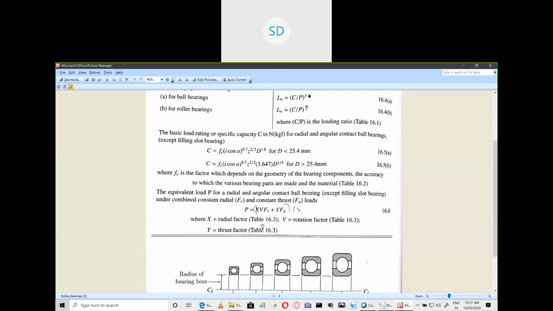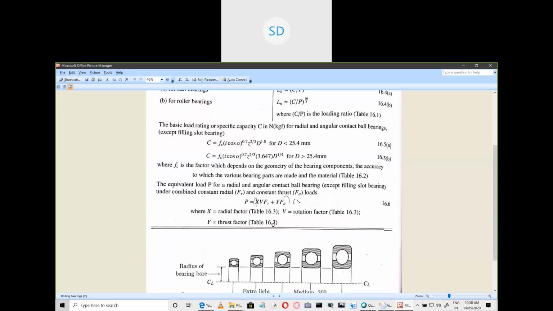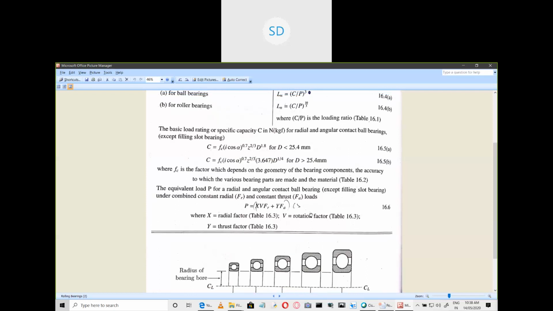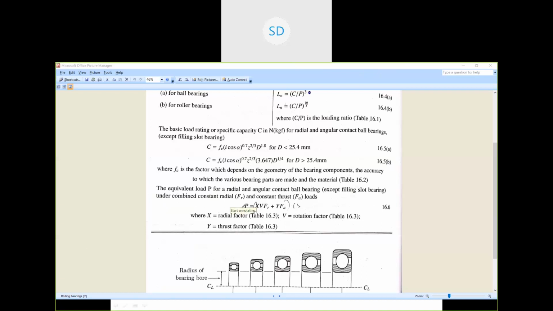You need to select those two values from table number 16.3. Now V is a rotation factor. If you need to calculate only for static, then you can just go for XFR plus YFA. Now this equation has to be multiplied with CS, that is the service factor.